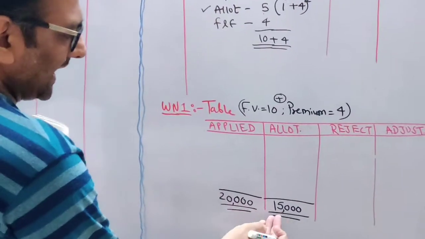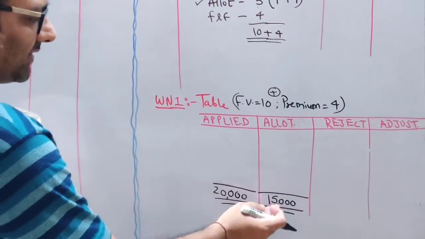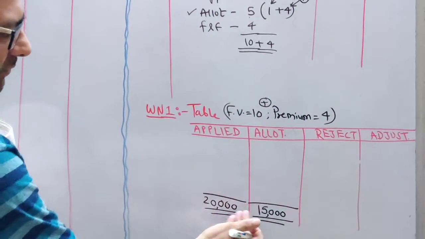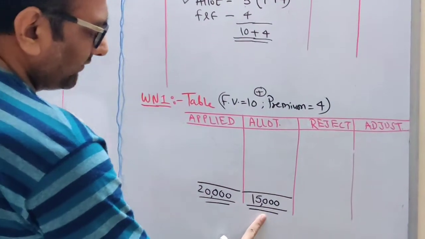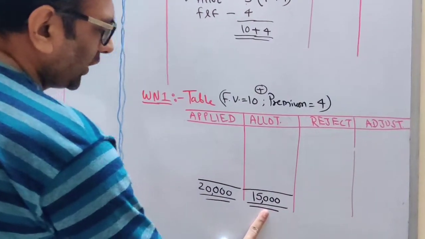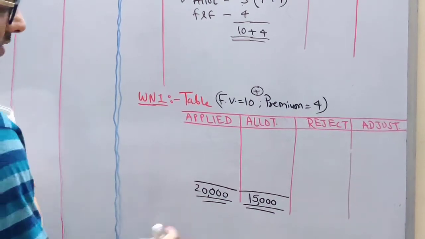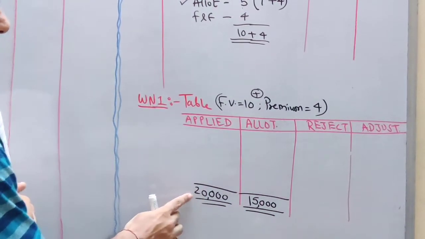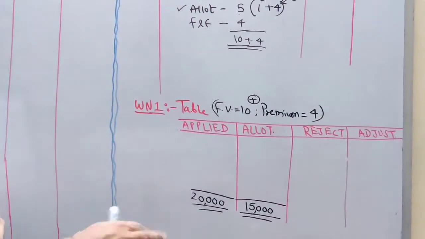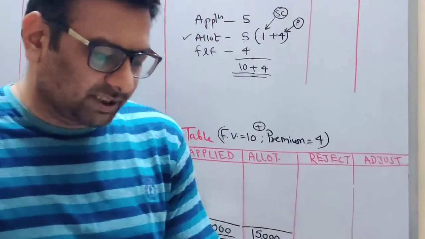So how many extra applications we have received, you can compare and you will get to know from here. We have offered 15,000, which is the maximum allotment the company can do, and we have received applications for 20,000. So how many extra applications have we received? 5,000. So what to do with those 5,000 extra applications?